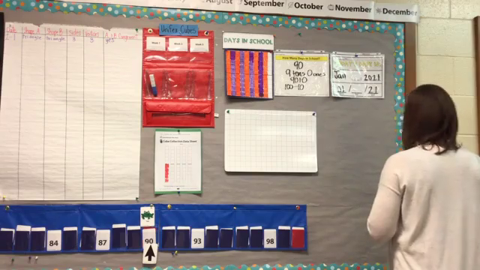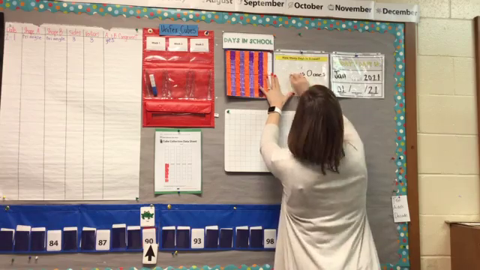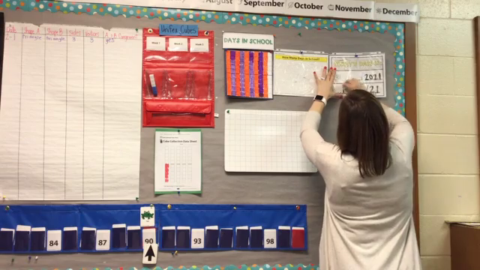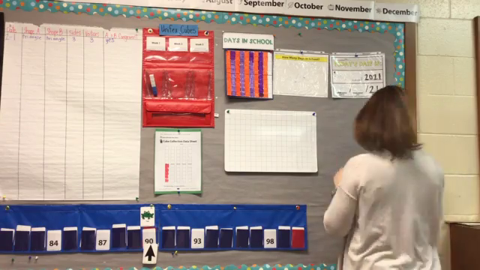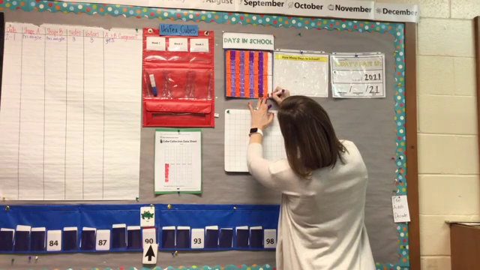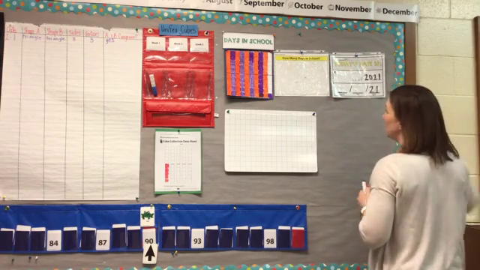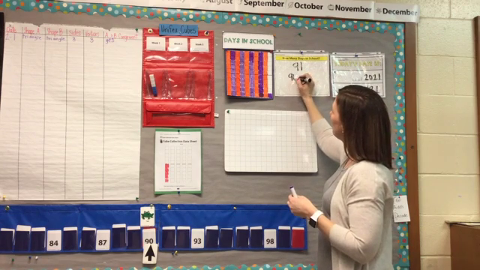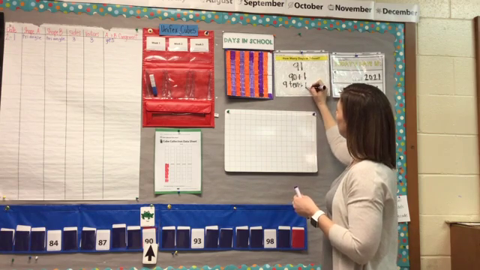All right. And then we need to add another day in school. So Monday, another day in school, and we're working on getting to 100 days. We have been in school for 91 days. 90 plus 1, or 9 tens and 1 one.